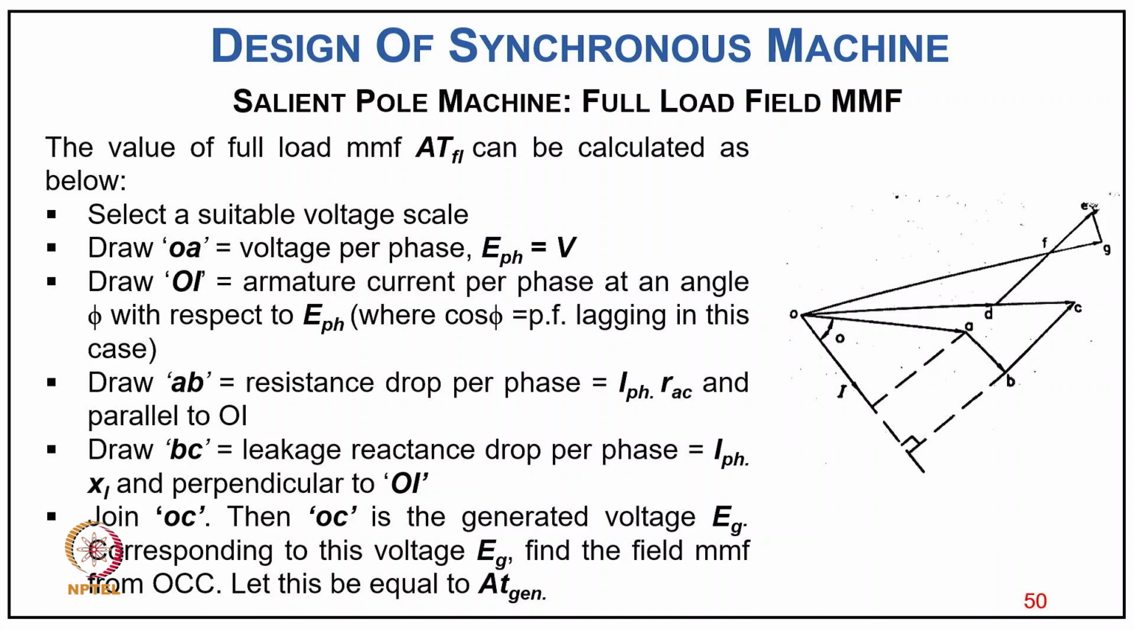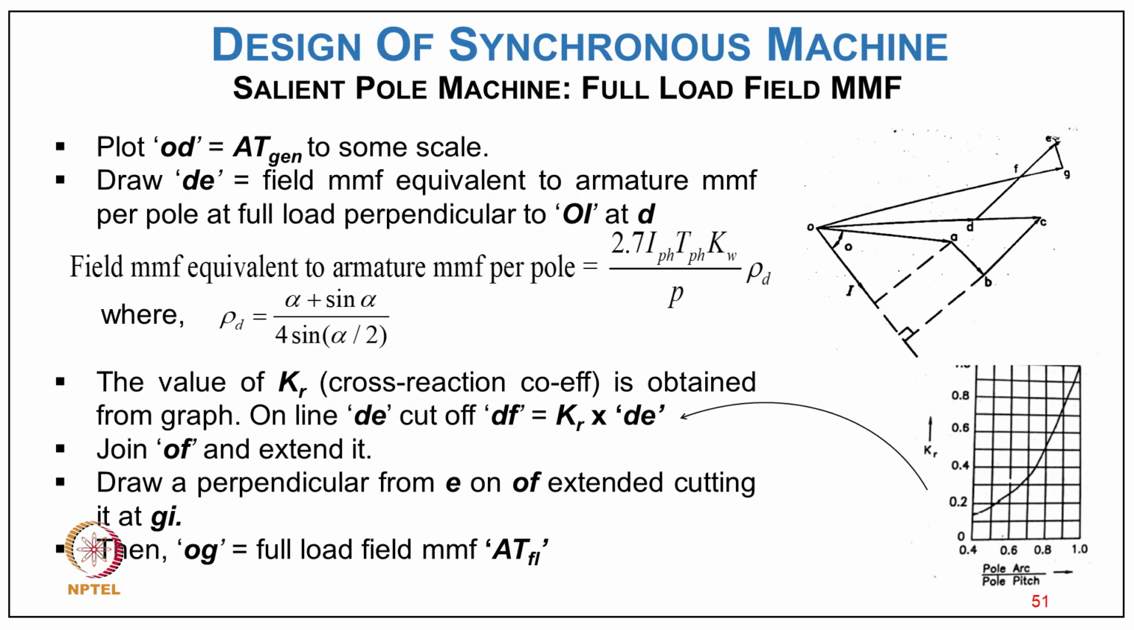Typically, draw AB, the resistance drop in phase with the current, that is I_ph R_a, parallel to OI. Then draw BC, the leakage reactance drop per phase I_ph X_L, perpendicular to OI, and join OC. Then OC is the generated voltage E_g. Corresponding to this voltage E_g, find the MMF from the open circuit characteristic and let this be AT_gen, which is shown here.